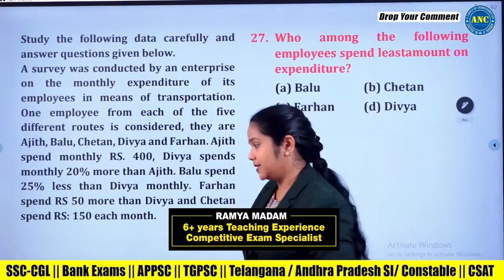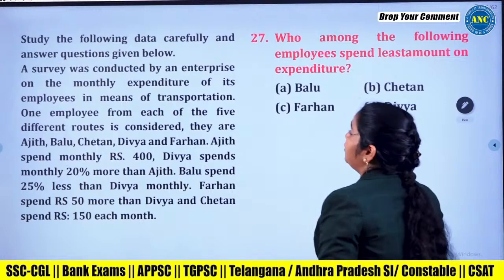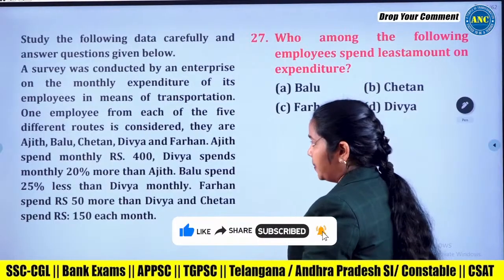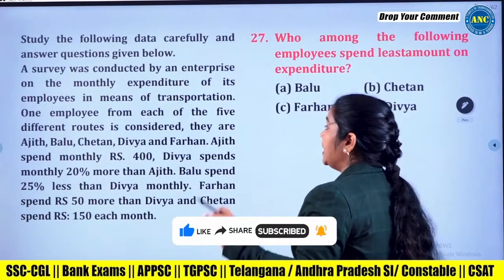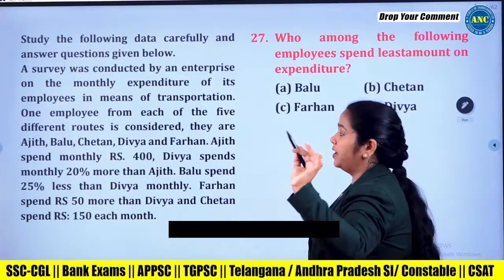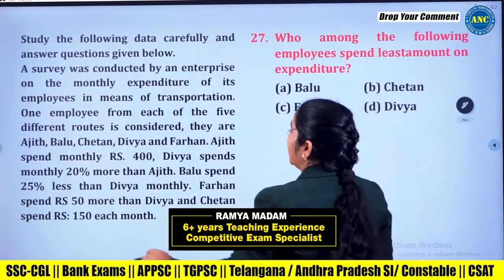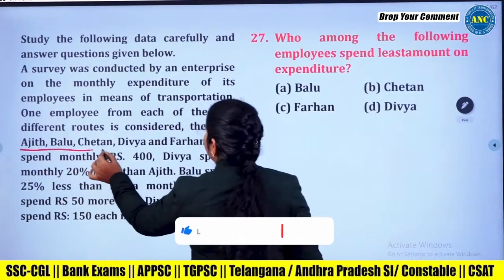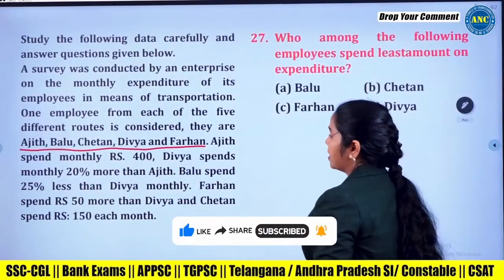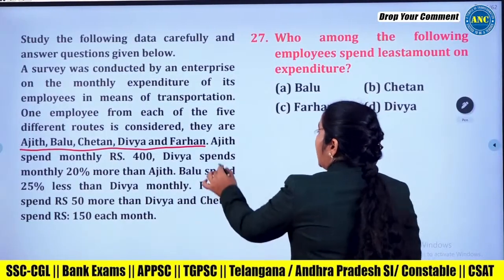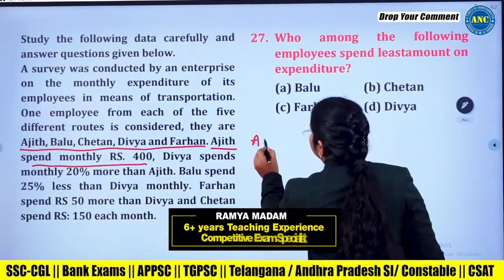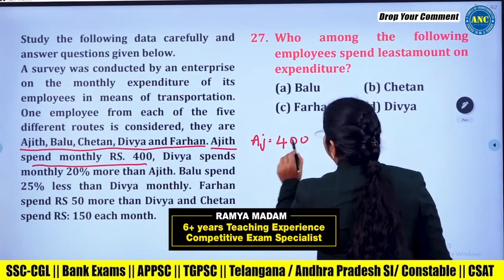Study the following data carefully and answer the questions given below. A survey was conducted by an enterprise on the monthly expenditure of its employees on means of transportation. One employee from each of 5 different routes is considered. Who are they? They are Ajit, Balu, Chetan, Divya and Farhan. Fine. What did they say? Ajit spends monthly 400. So Ajit spends how much? Monthly 400. This data is clear.